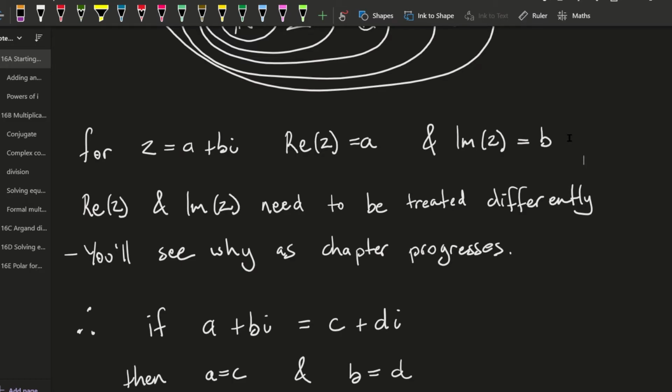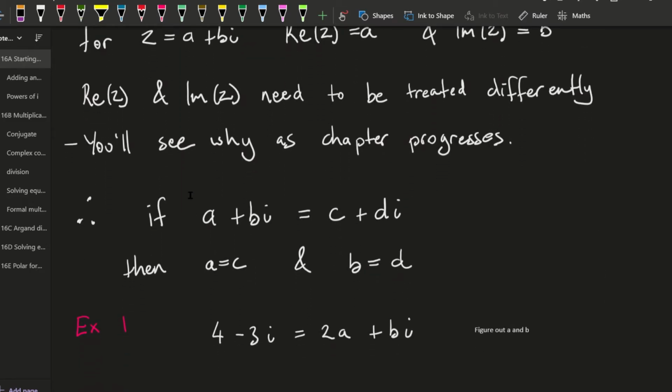So because we need to treat them differently, if we have these two complex numbers, a plus bi and c plus di, with different real coefficients there, then the only way that they're equal is if the real components, a and c, are equal to each other, and the coefficients of the imaginary parts, b and d, are also equal to each other. So the first bit of work you're going to have to do is work through that. I've got two examples for you here.